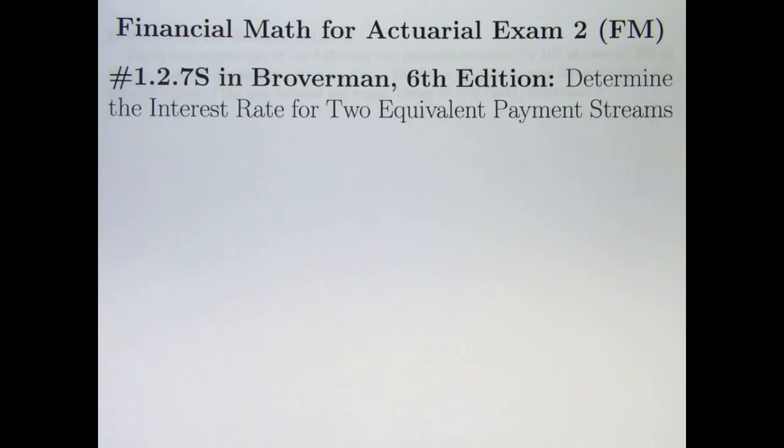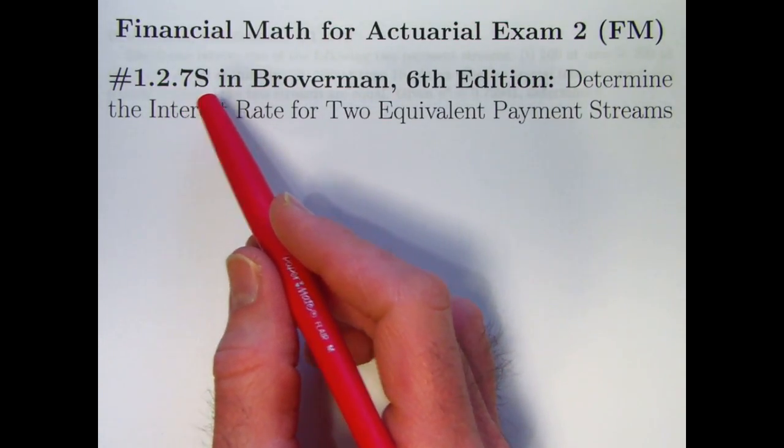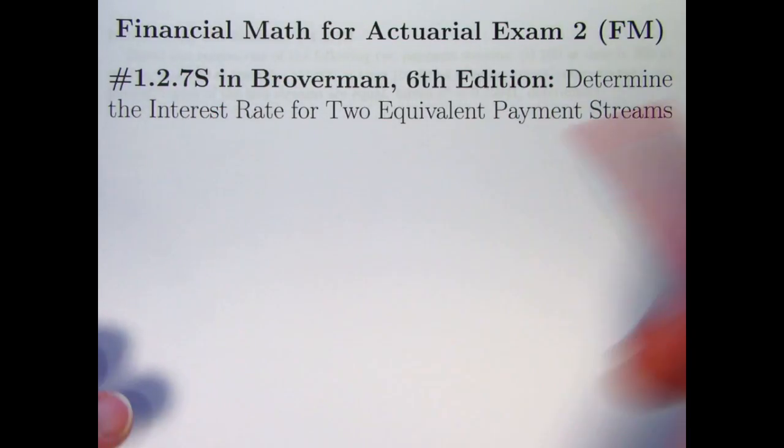In this, my fifth video on helping people study for Actuarial Exam 2, we're going to be taking a look at problem 1.2.7s in Broverman. It's about determining the interest rate for two equivalent payment streams.